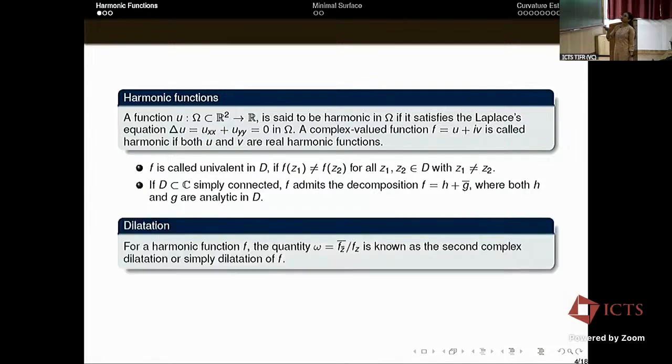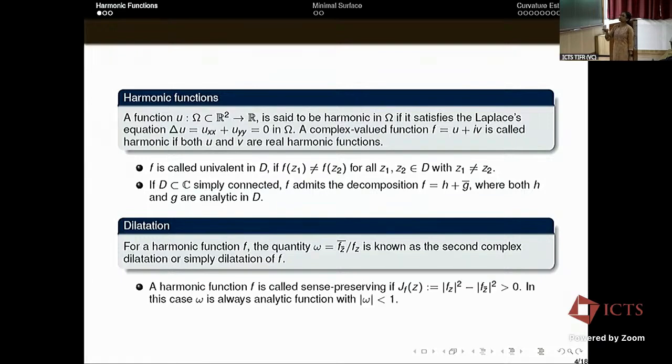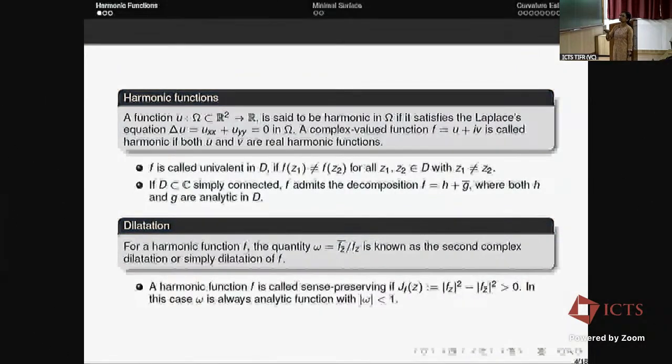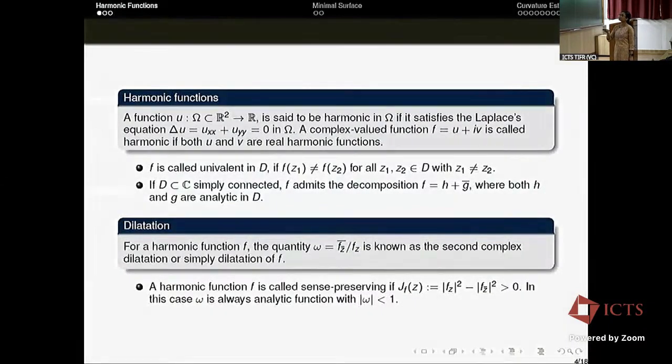The quantity omega defined by this is known as the dilatation of f, and this plays a crucial role in the theory of harmonic functions. We call a harmonic function sense preserving if its Jacobian is positive, and in this case the dilatation is analytic and has modulus less than 1.